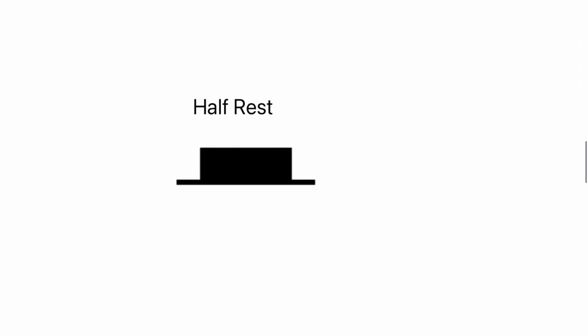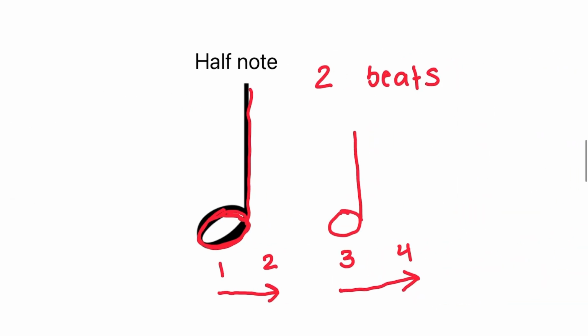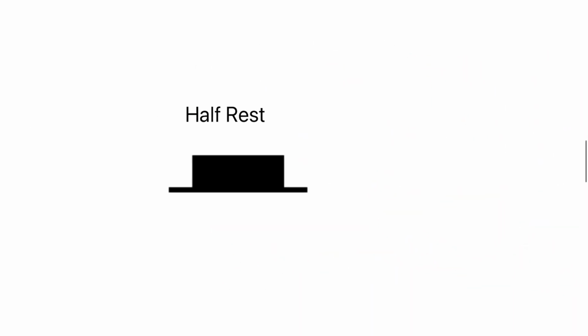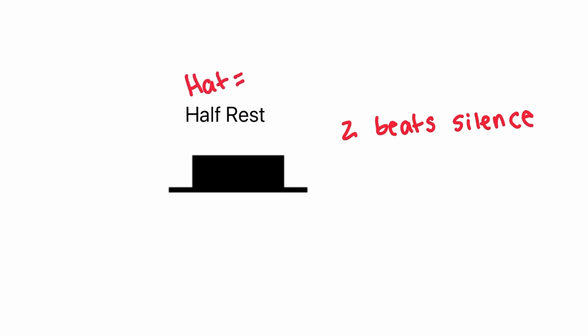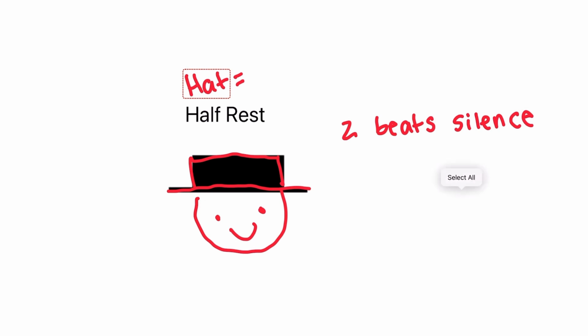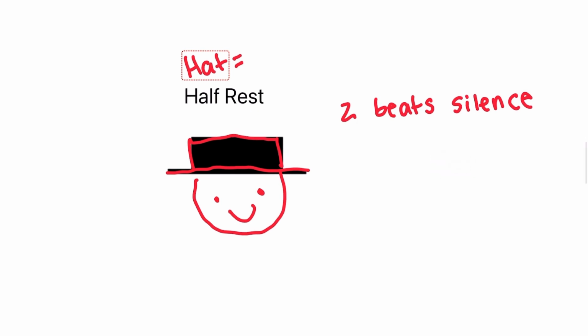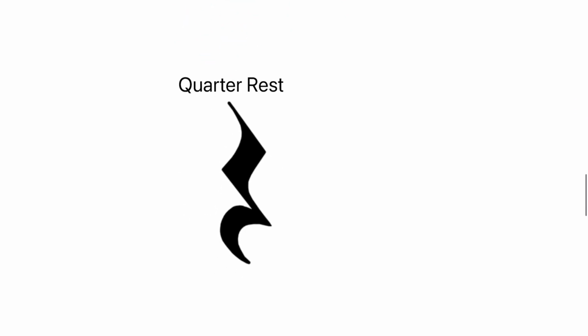So let's go on to the half rest. Just like the half note, it gets 2 beats, but 2 beats of silence. A good way to remember this one is, it looks like a hat. So a hat equals half. Here's our nice little top hat, and a very happy person wearing the hat. So all you have to do is count to 2, and that's your half rest.